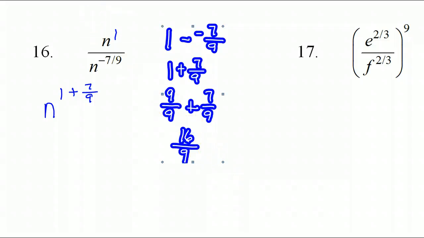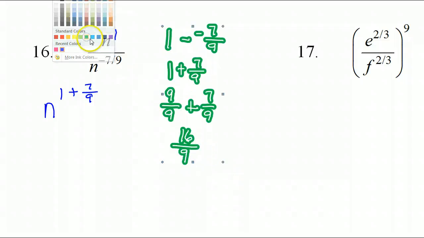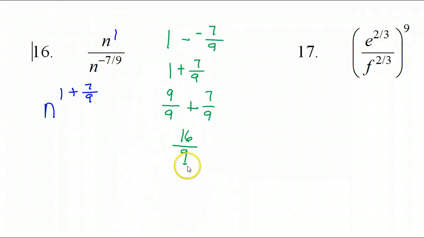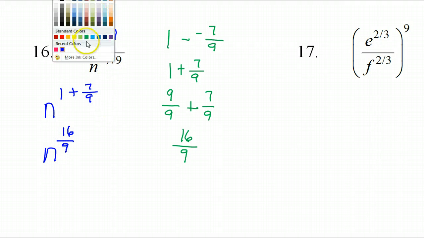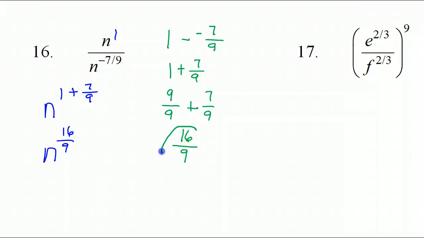Alright, in the past I've been doing this in green, so I'm going to go with that. Alright, so I've got 16 over 9. So that's what's happening right here. So I should have n to the 16 over 9 power. And I got that from doing all of this. So that's the final answer for number 16.